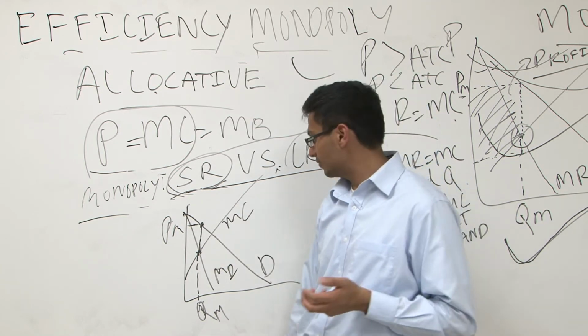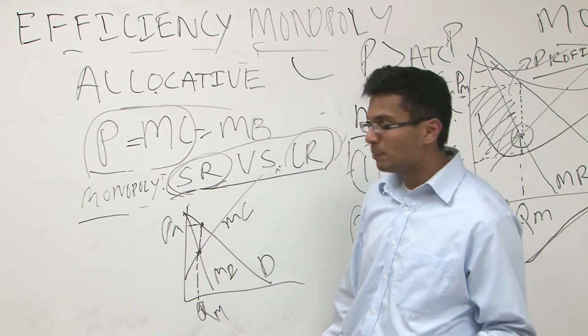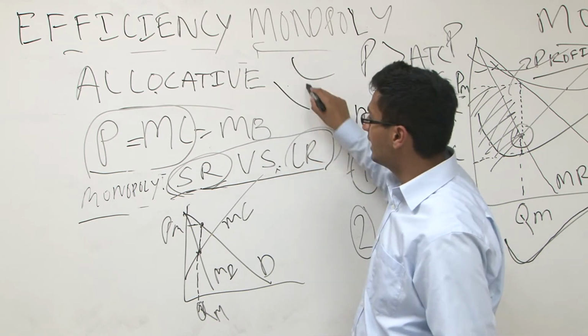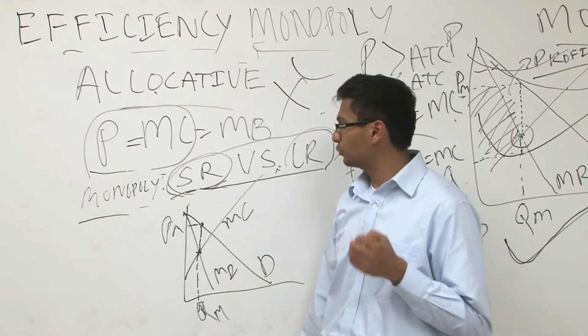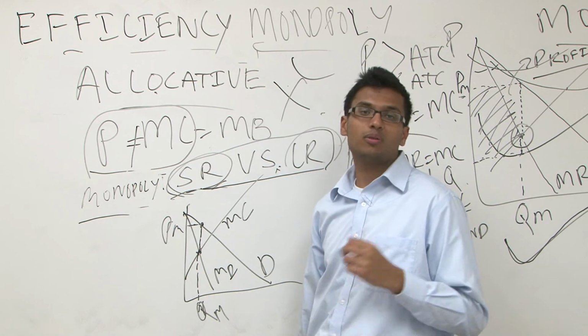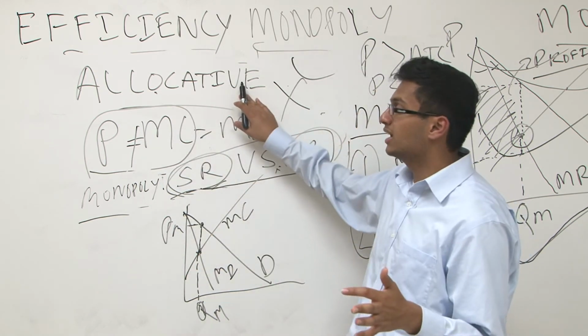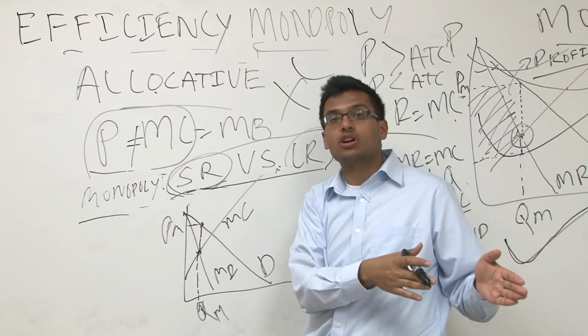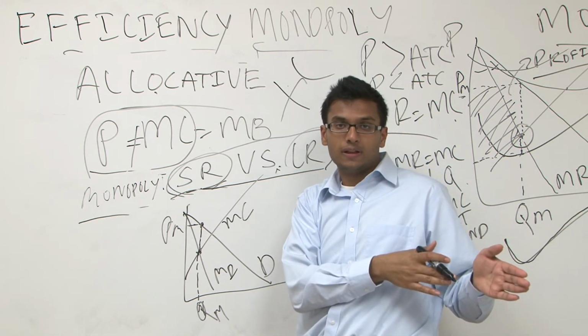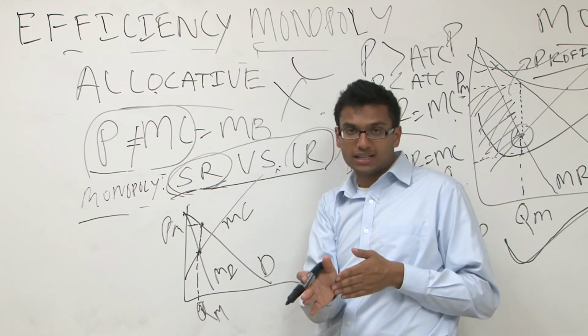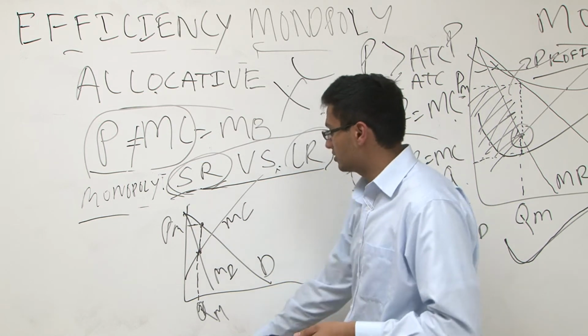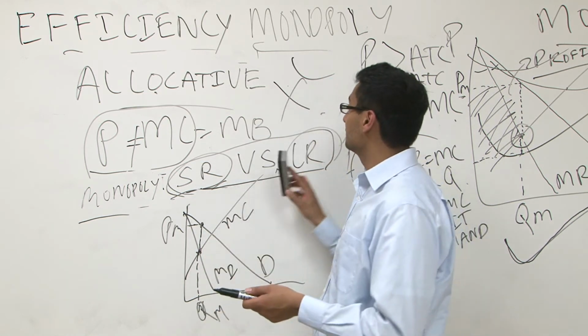So does the price equal MC? It doesn't, right? So in a monopoly, you are not allocatively efficient. Price does not equal marginal cost, okay? I hope everyone understands that. In a perfectly competitive market structure, you are allocatively efficient. In a monopoly, you're not, okay? Now let's talk about productive efficiency.